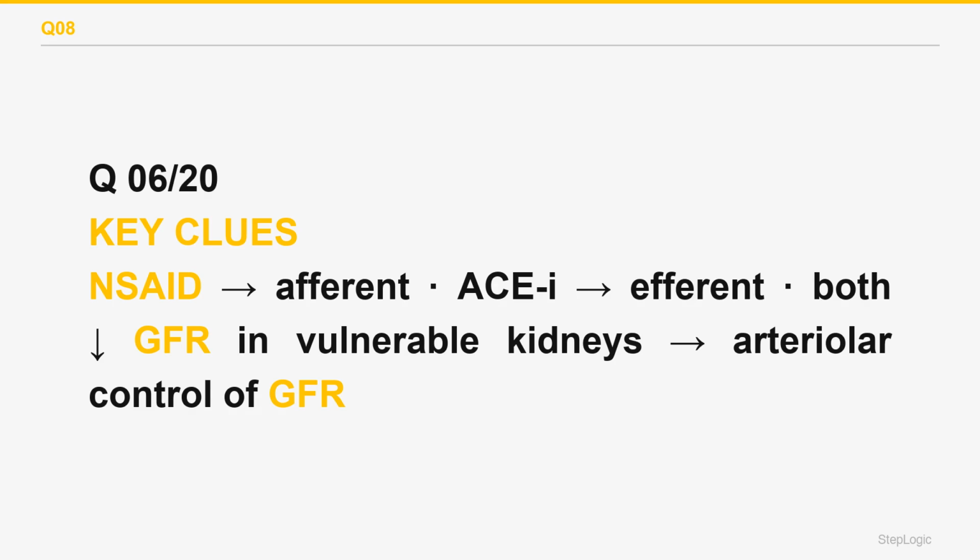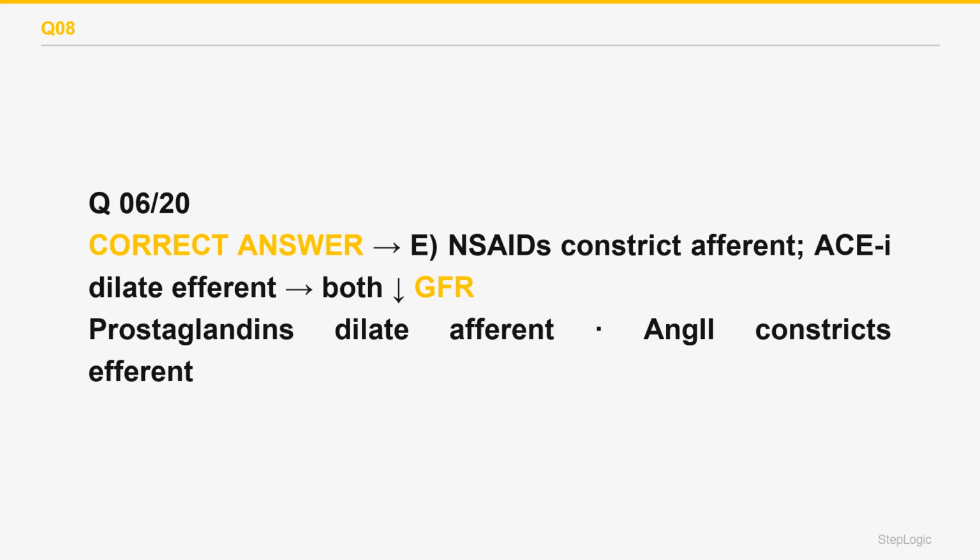Angiotensin II normally constricts the efferent arteriole, which maintains glomerular pressure. ACE inhibitors block angiotensin II, so the efferent arteriole dilates, dropping glomerular pressure and GFR, dangerous in bilateral renal artery stenosis, where that efferent tone is what preserves filtration. The correct answer is E. So the two drugs lower GFR by opposite ends of the glomerulus.